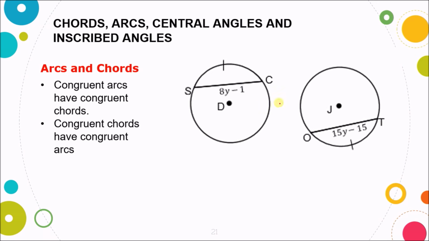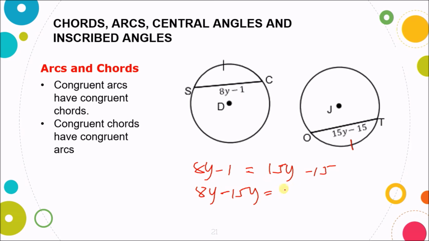Okay. From this given problem, meron tayong chord dito and chord dito. Nakita natin na yung arc na pagmamay-ari nila ay congruent because of the tick mark here. Meaning, yung 8y minus 1 natin ay equal sa 15y minus 15. Again, based from this statement here or properties about arcs and chords, kapag congruent yung mga arcs, therefore congruent din yung chords natin. So we could do this way.